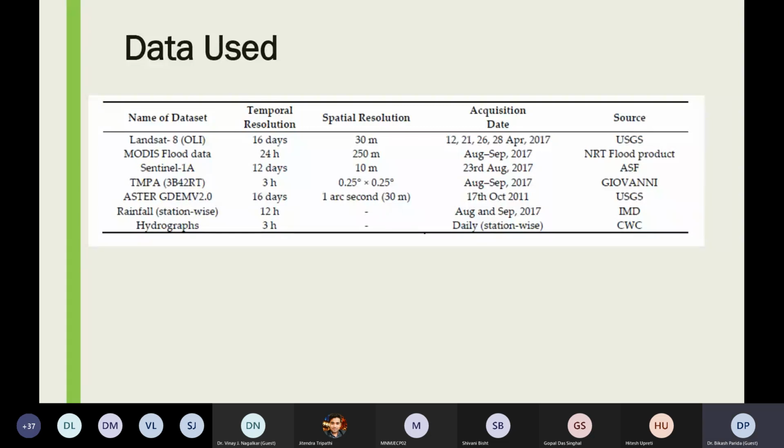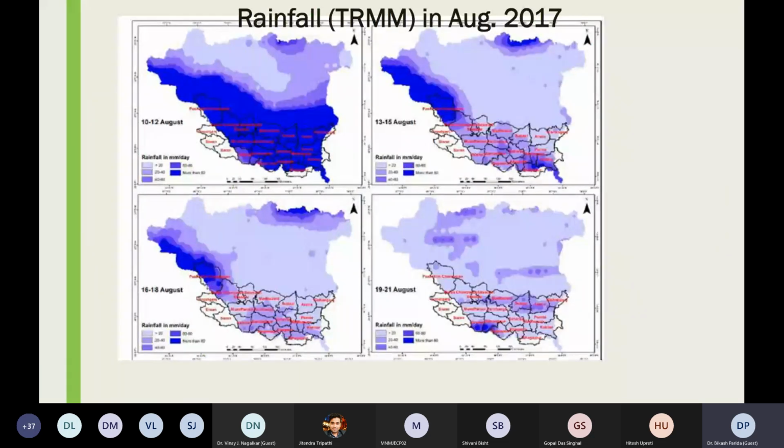And then some additional data like rainfall data from TRMM, and then the DEM, digital elevation model. DEM data is also very useful for hydrological studies, and also rainfall stations and hydrographs. All these are very useful for any kind of flood related studies. All this data has been investigated for doing these studies. This you see here, rainfall map from the TRMM.